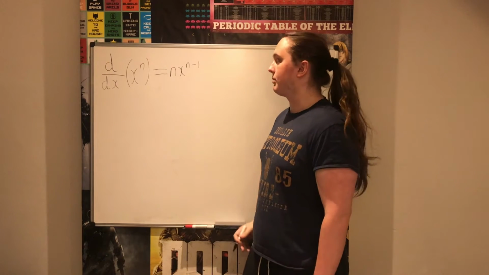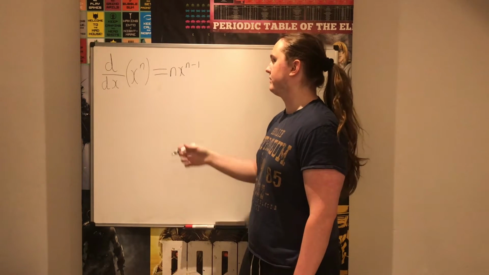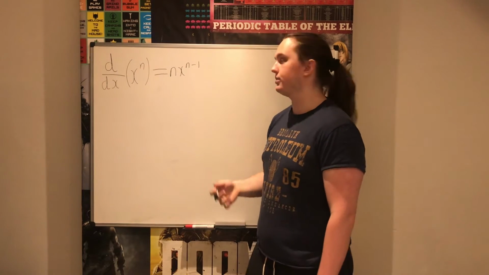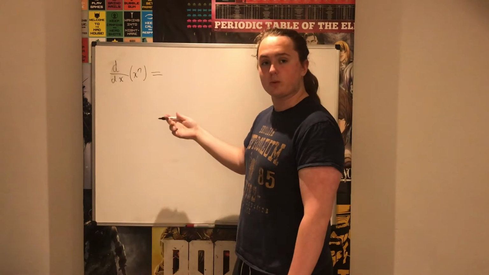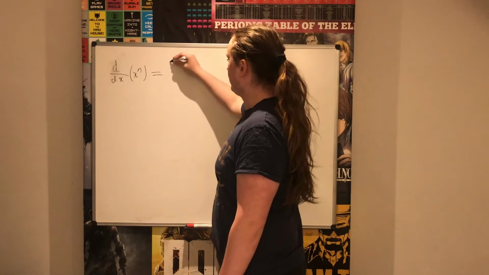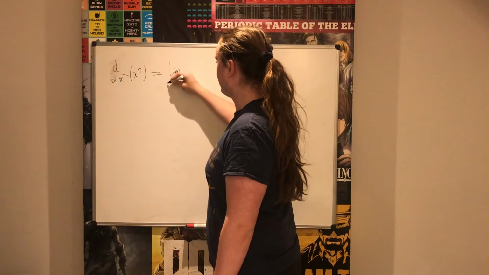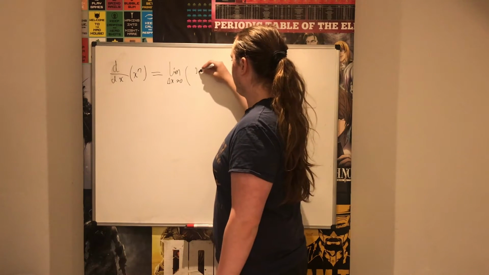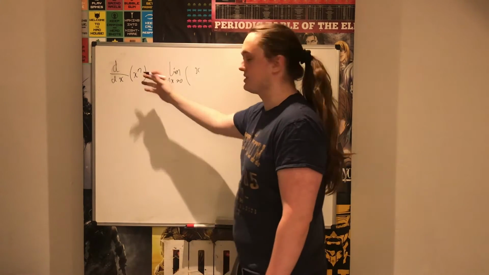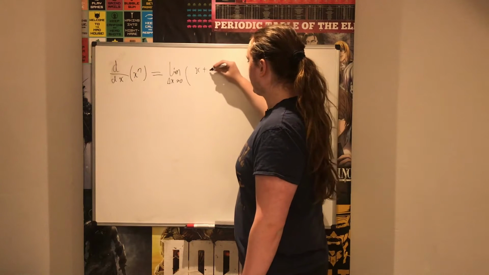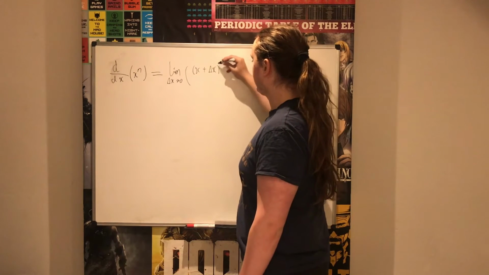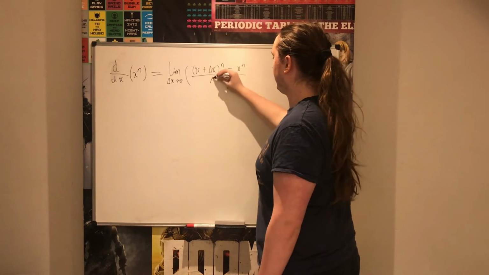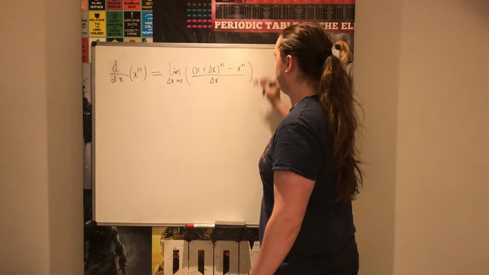So in today's video, I'm going to be proving that the derivative of x to the n with respect to x is nx to the n minus 1 from first principles. So we know that the derivative of a function is the limit as delta x approaches 0 of f of x plus delta x minus f of x over delta x. In this case the function is x to the n, so it's x plus delta x to the n minus x to the n over delta x.